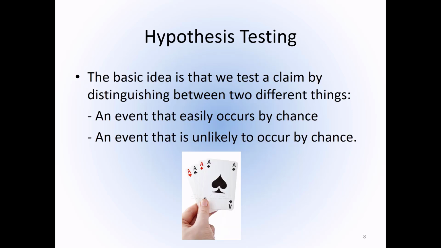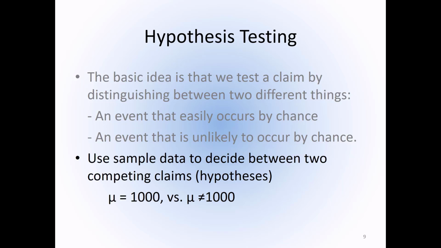So the basic idea is that we're trying to distinguish between 2 different events: either the event occurs by chance easily, or the event is very unlikely to have occurred by random chance. For instance, getting 4 aces in a deck of cards is a very unlikely occurrence. Then we can use the data that we've collected to decide between these 2 competing claims. Is it likely that the event occurred by random chance, or is it unlikely that the event occurred by random chance?